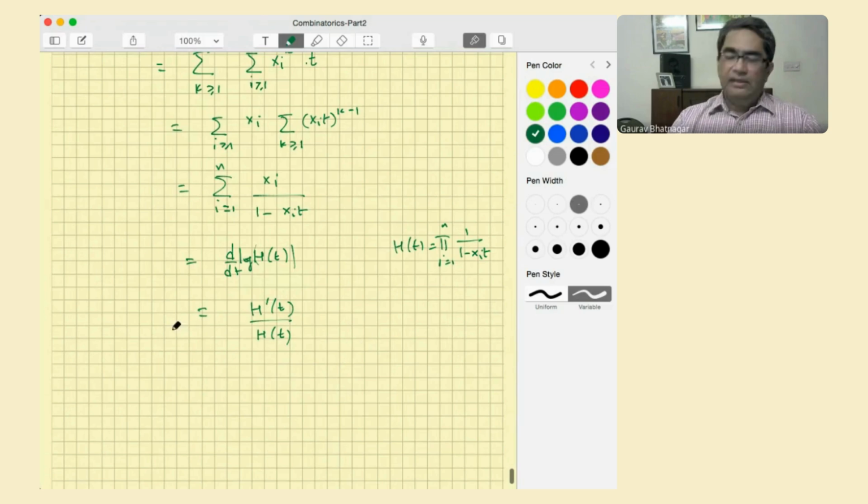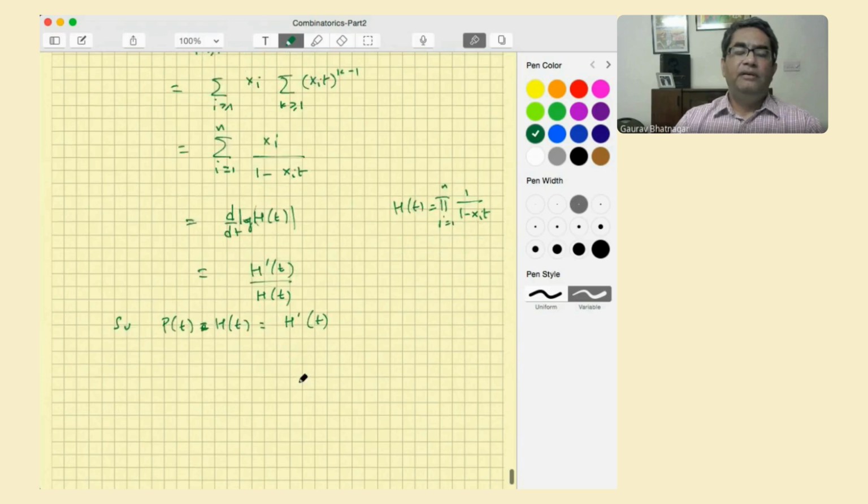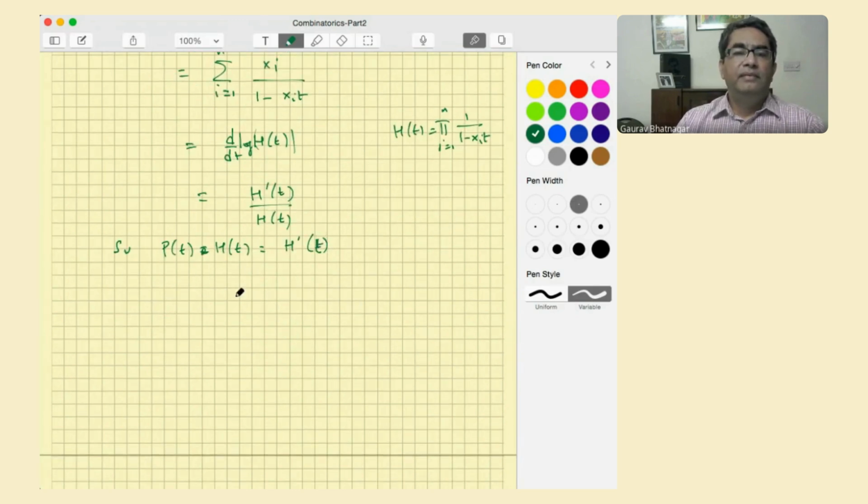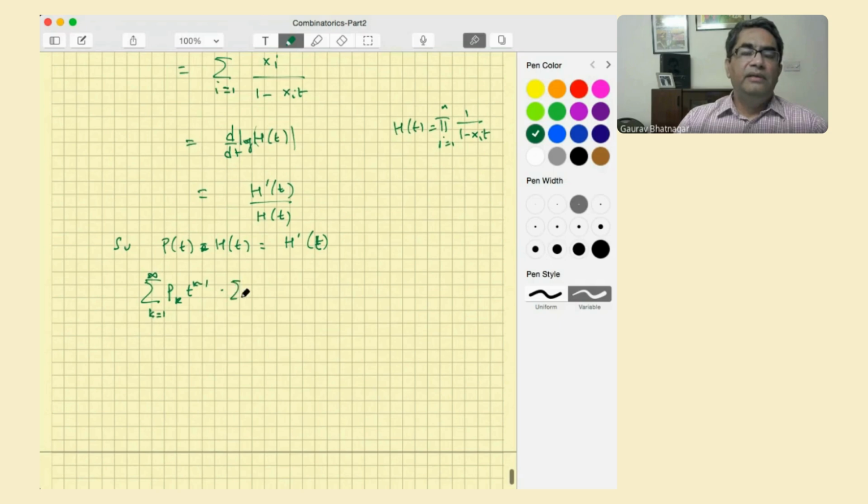So now p of t times h of t is equal to h prime of t, and now let's see if we can get some kind of formula. So this is pk t raised per k minus 1, k equal to 1 to infinity, times hk t raised per k, k going from 0 to infinity, and equal to k hk t raised per k minus 1.